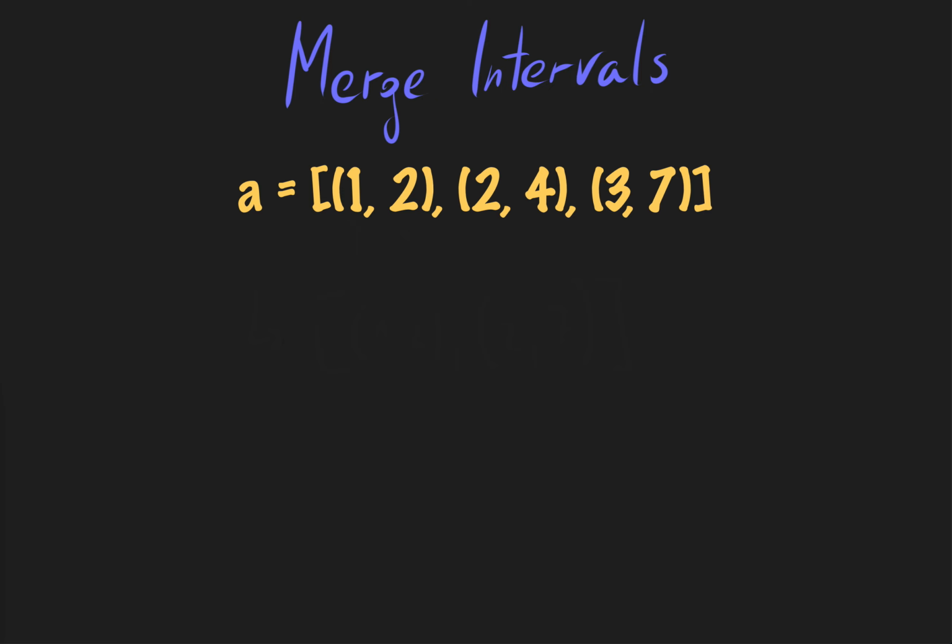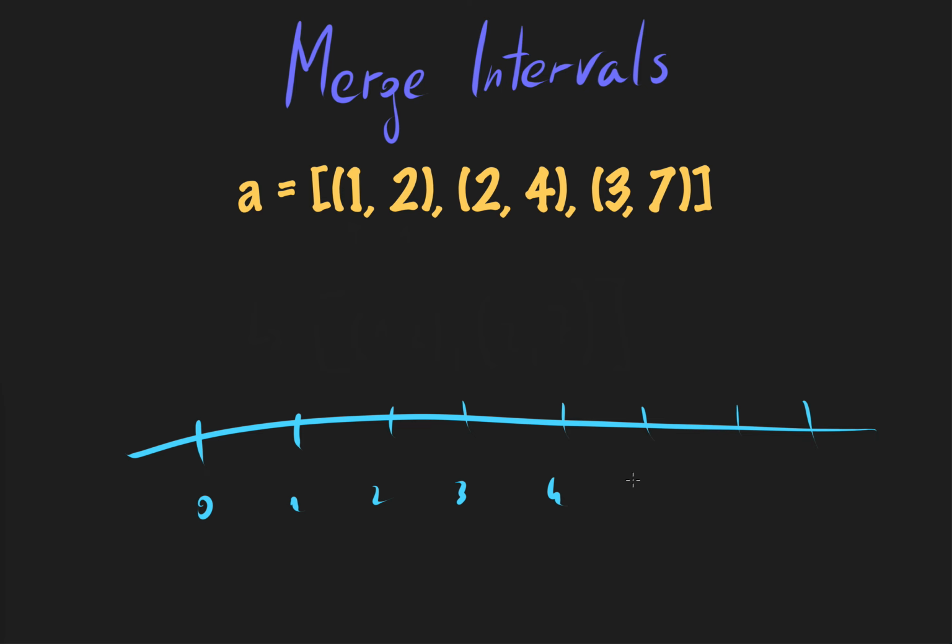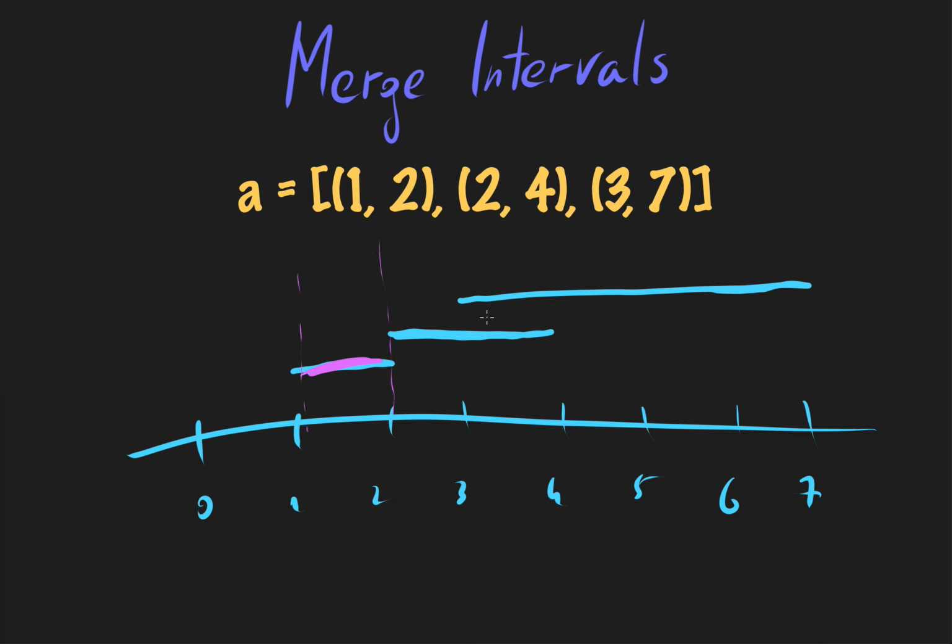You could think about these intervals just like if we draw a line, so 0, 1, 2, 3, 4, 5, 6, 7. We see that the first interval goes from here to here, the second one goes from 2 to 4, and the last one goes from time 3 to time 7, right? Cool. And what we see is that the first interval is not overlapping, right? But the next two overlap here, right? And that's why we can merge them.